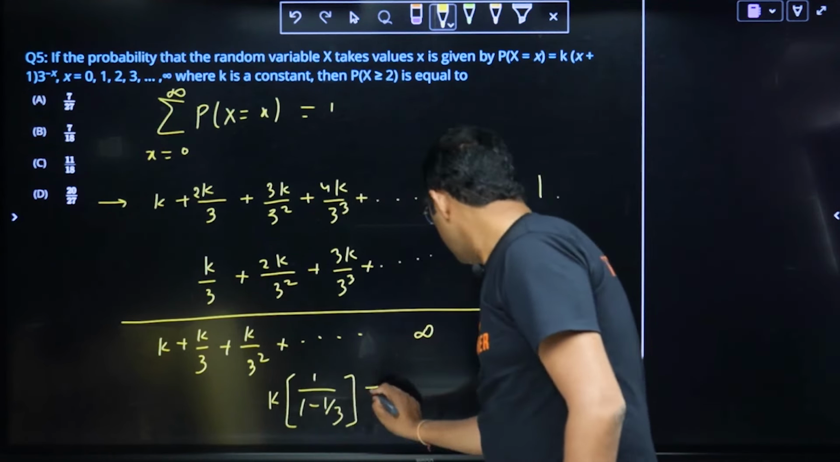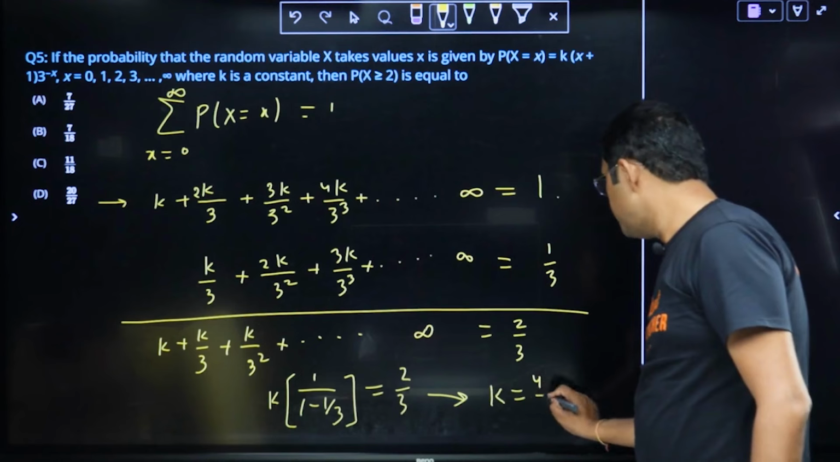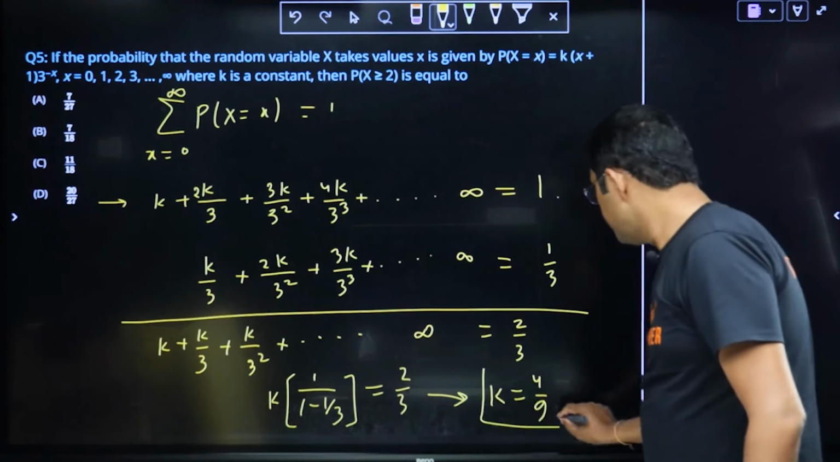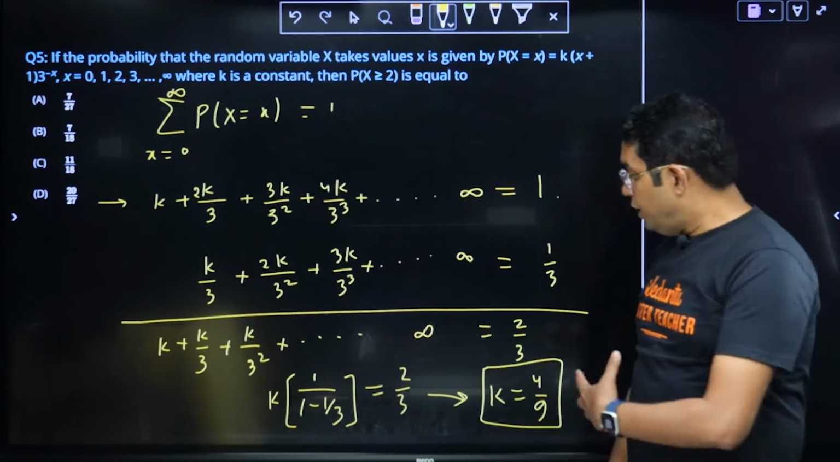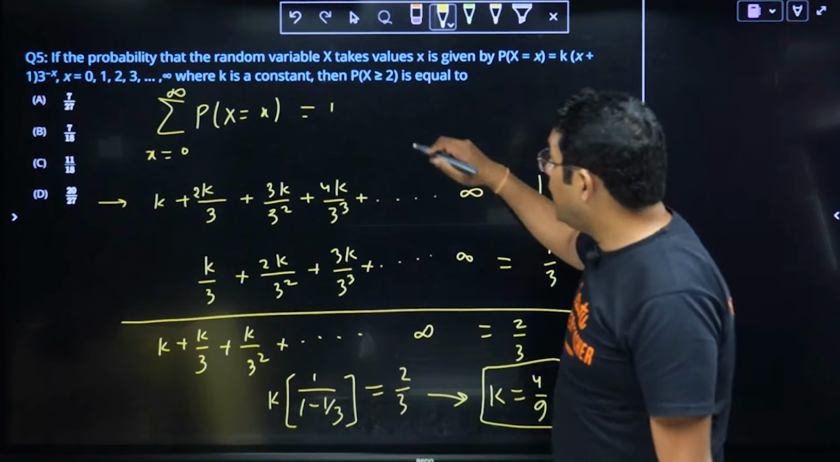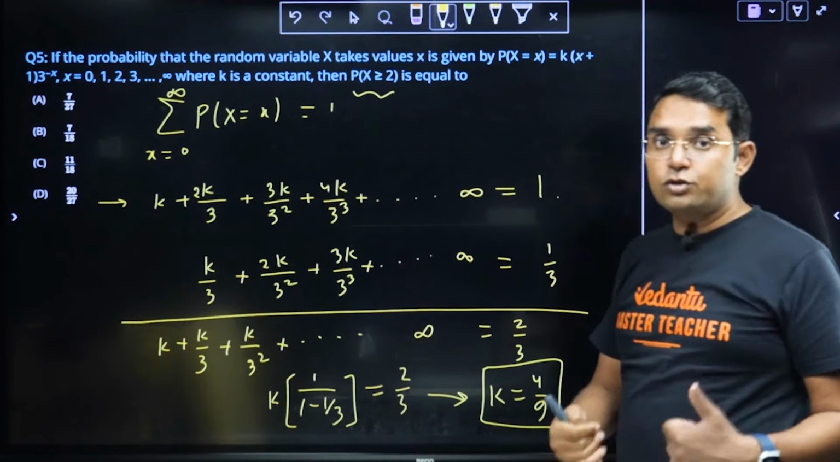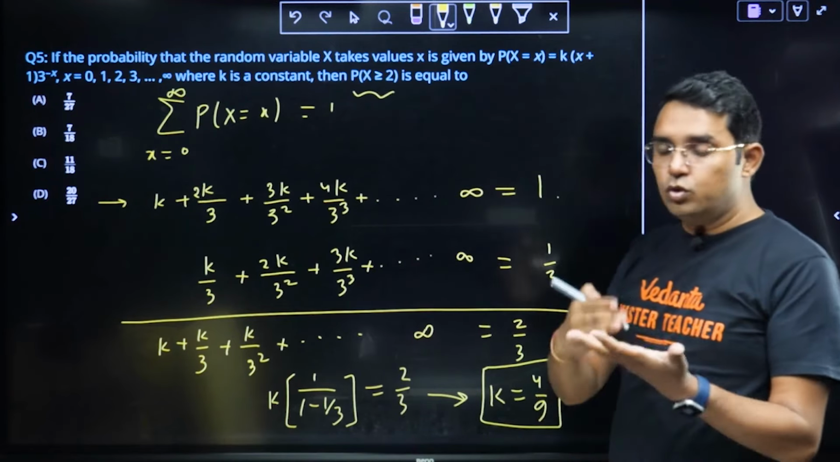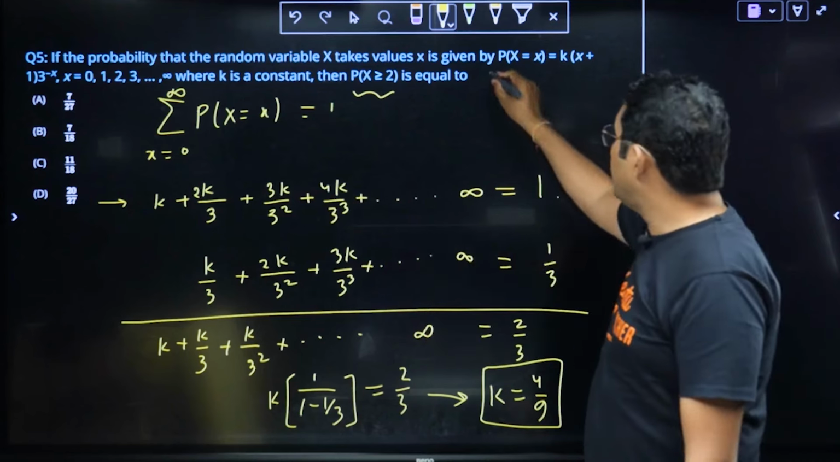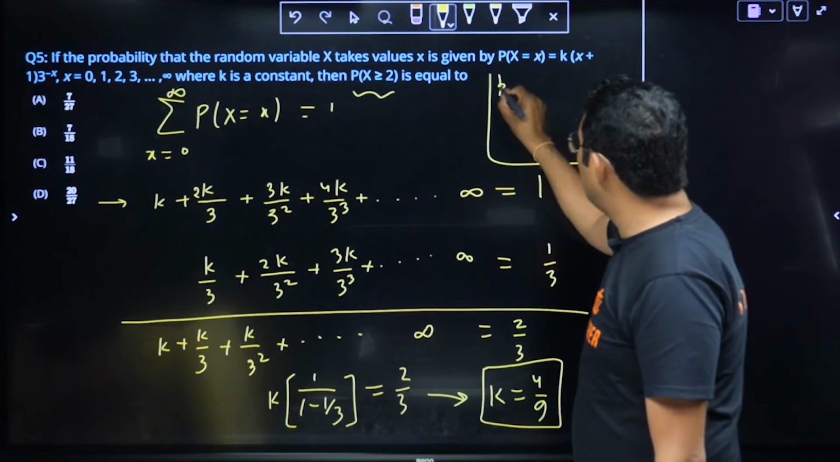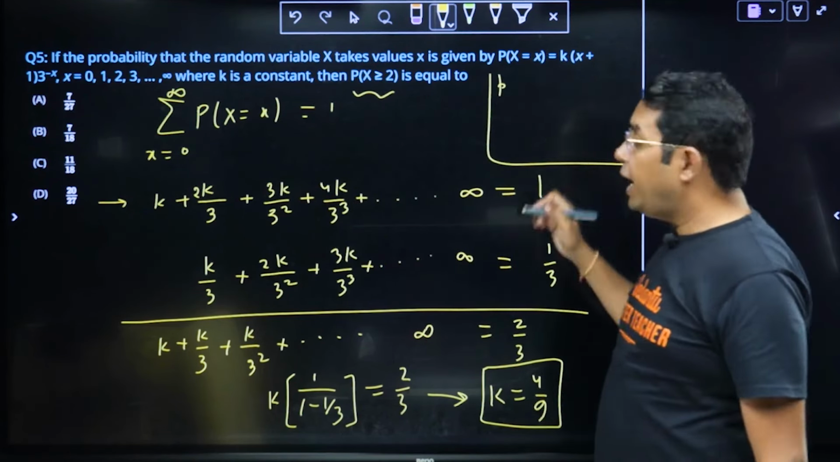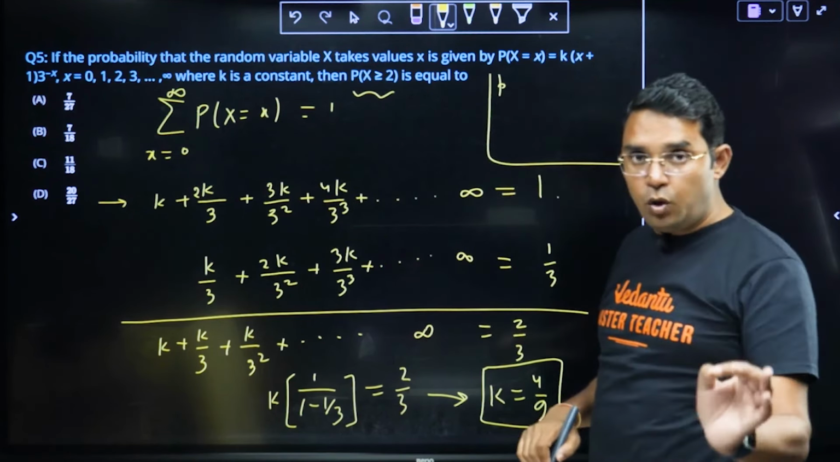Okay, from this you get k equal to 4 upon 9. So we have got k is equal to 4 upon 9. They are asking the probability of x to be greater than or equal to 2, which means 2, 3, 4, 5 up to infinity. So what I will do, I will find the probability, maybe small p you will say, corresponding to x is equal to 0 and x is equal to 1.